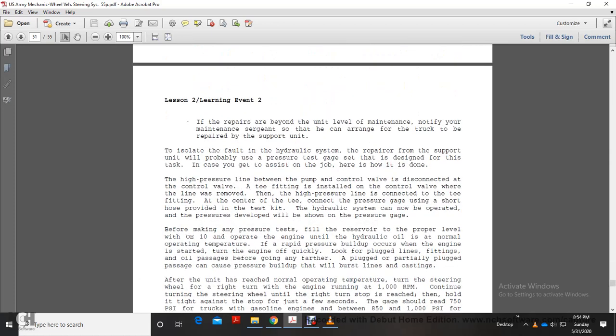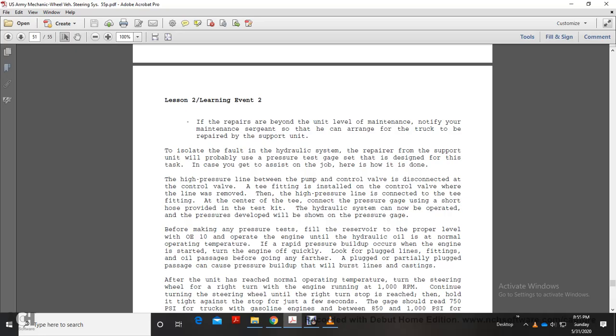If the repairs are beyond the unit level of maintenance, notify your maintenance sergeant so that you can arrange for the truck to be repaired by the support unit. To isolate the fault in the hydraulic system, repair by the support unit will probably include pressure testing. A pressure test gauge set is designed for these tasks. In case you get to assist on the job, here's how it's done.